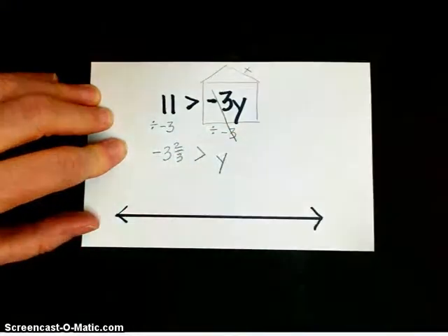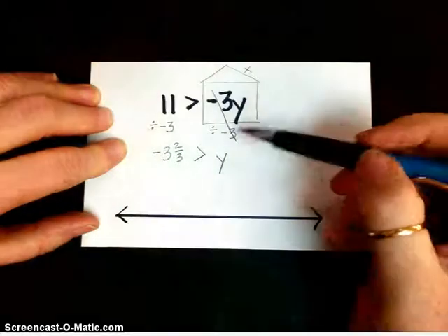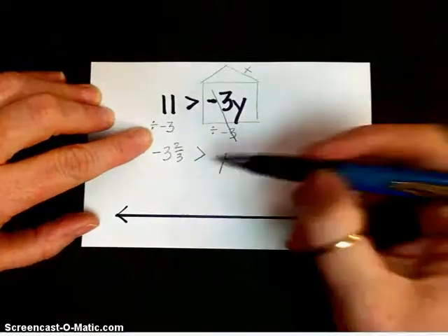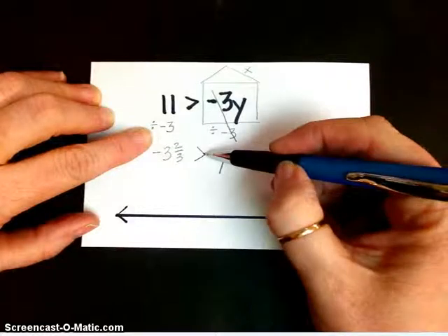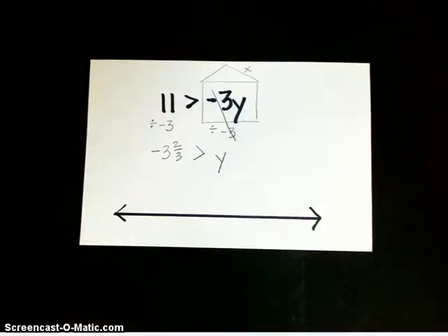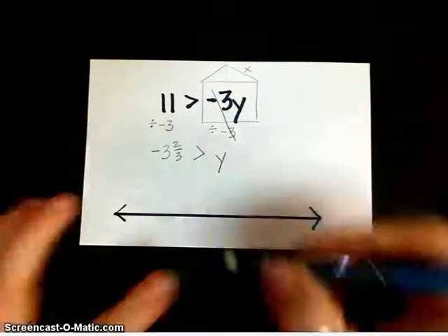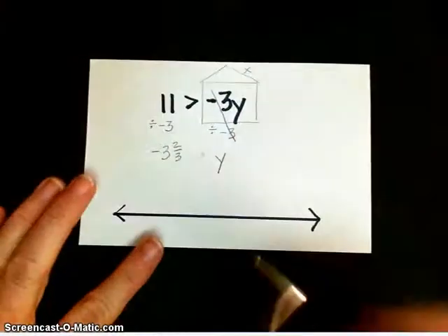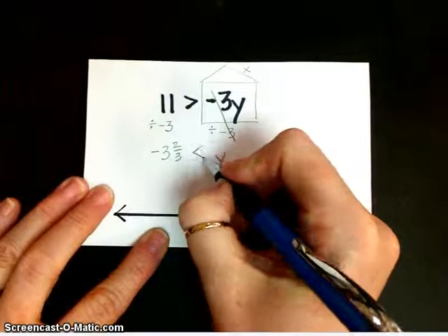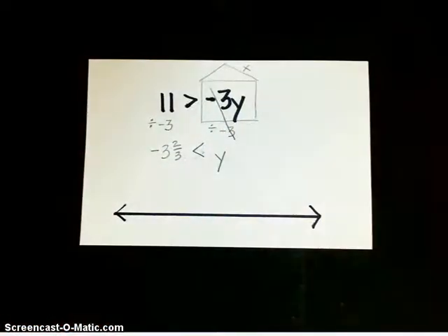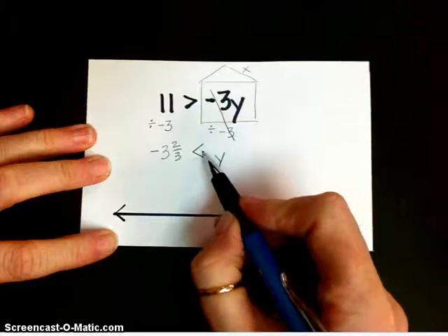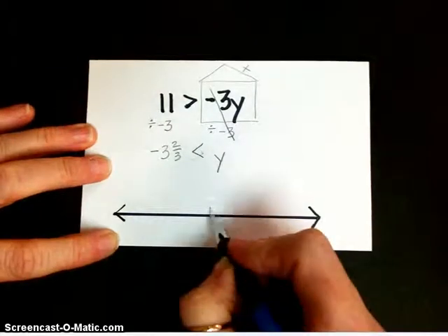We can still graph that. But look, because we divided by that negative number, this sign can't look like that. We actually have to make sure we reverse it in order for the statement to be true. So instead of it being a greater than symbol, in order for the problem to be correct, we have to change it. So now y has to be bigger than -3 2/3.